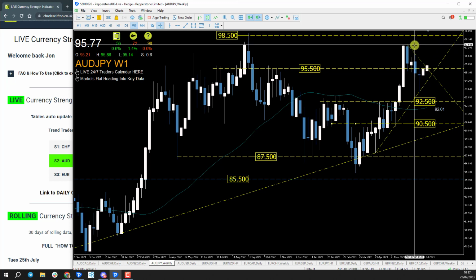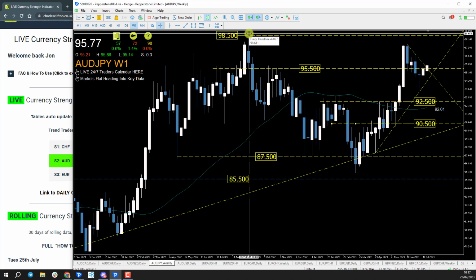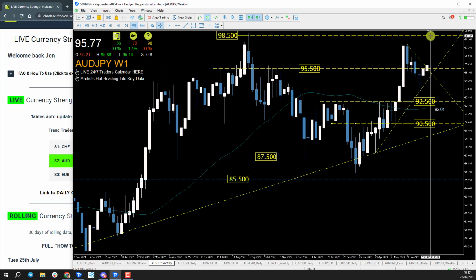Now, you've got the prior highs at 97.60, which could be targets for any kind of short-term buyers here. But we also have the high that formed back in the week of the 11th of September 2022. So that 98.50 level could be the secondary target for traders long.